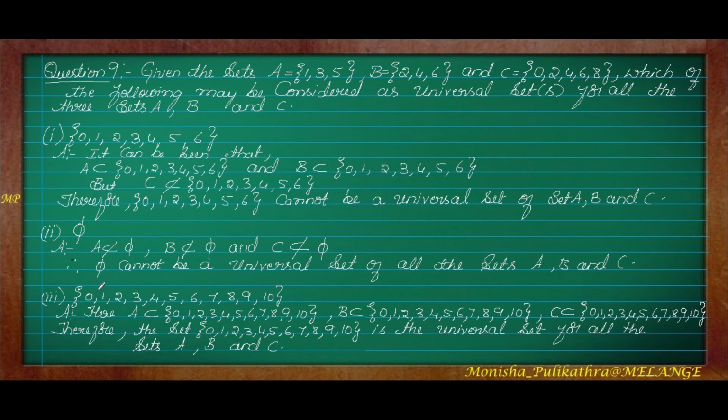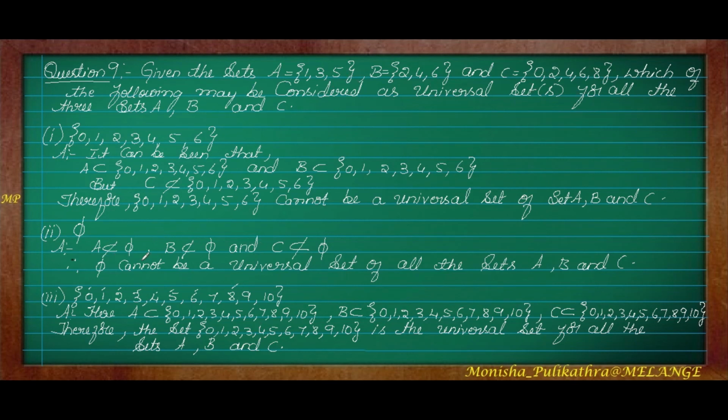In the third question, the elements given in the set are from 0 to 10. All the elements have been given: 0, 1, 2, 3, 4, 5, 6, 7, 8, 9, 10. So this is the third question. Here, set A consists of 1, 3, 5, which is included in this set. Second, set B is 2, 4, 6, also included. In the last set, 0, 2, 4, 6 and 8. So the elements in all the sets A, B, C are included in this set.